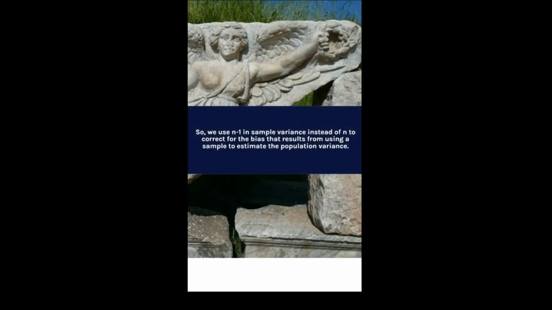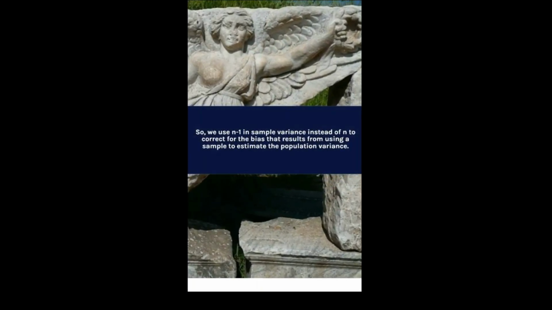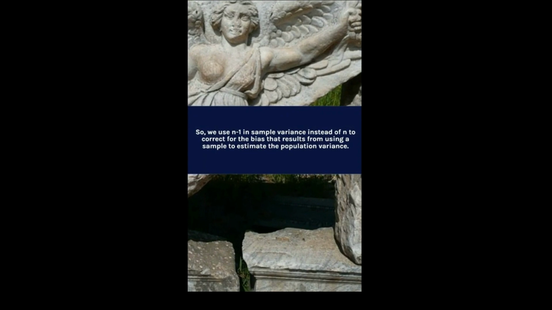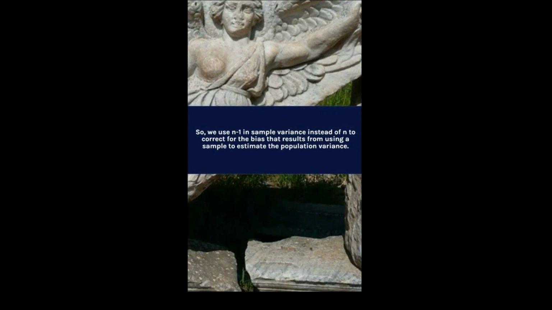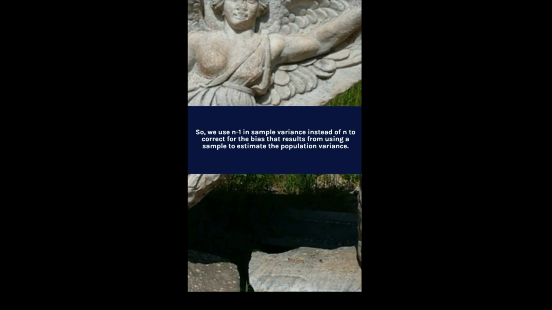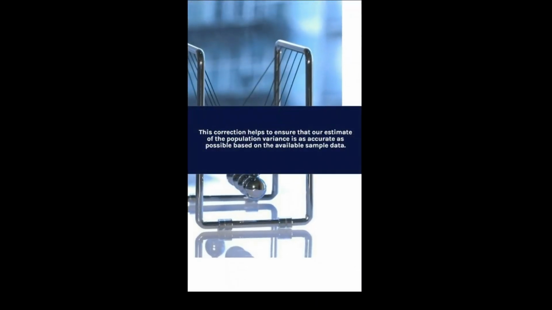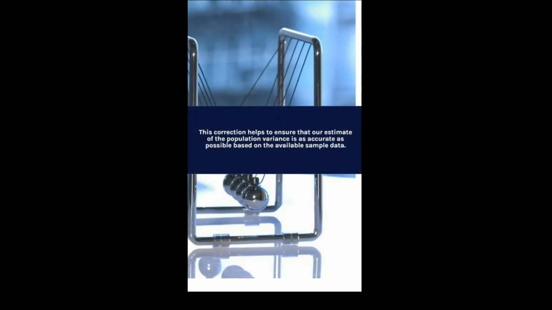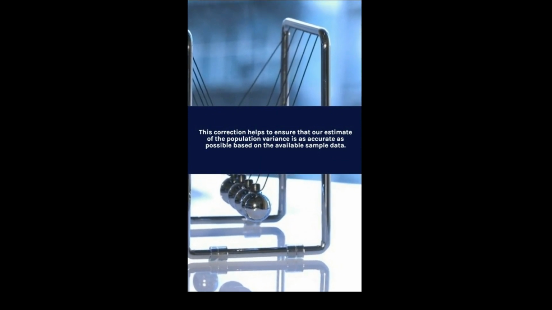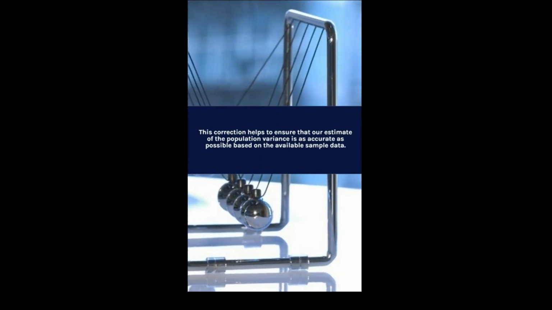So, we use n-1 in sample variance instead of n to correct for the bias that results from using a sample to estimate the population variance. This correction helps to ensure that our estimate of the population variance is as accurate as possible based on the available sample data.